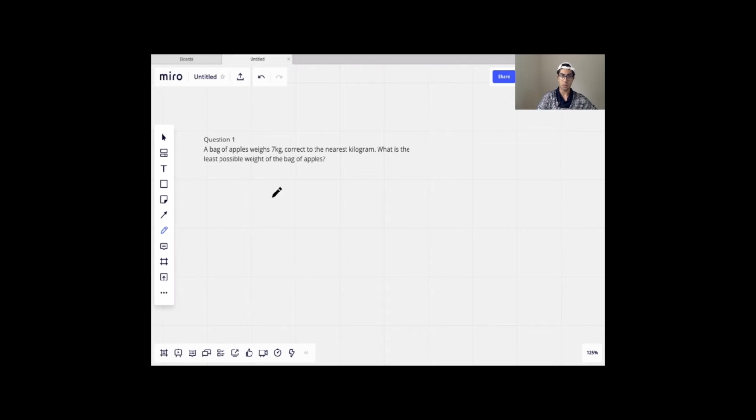When you see a question like this, it's really helpful to underline the key information: correct to the nearest kilogram. So say it was 7.3 kilos. If we were to round to the nearest kilogram, we'd go to 7 kilos, right? Say it was 6.8 kilos. Again, we'd round to 7 kilos. And the least weight at which we round to 7 kilos would be 6.5.